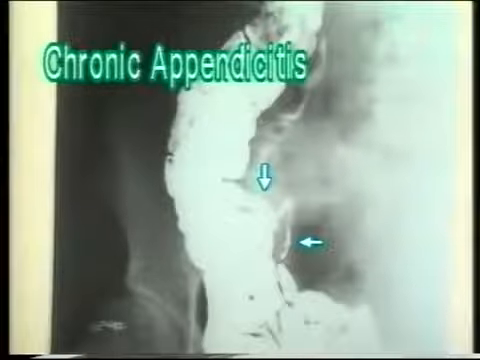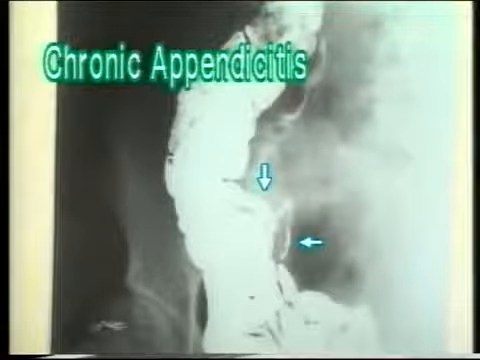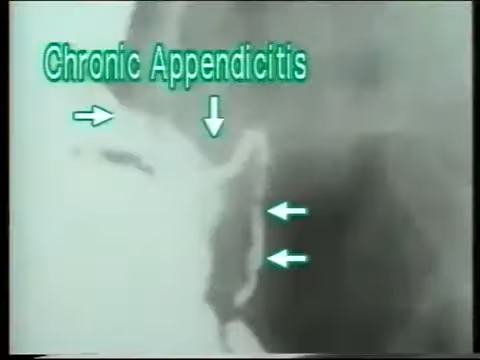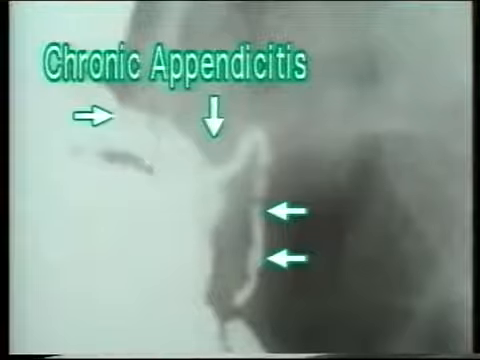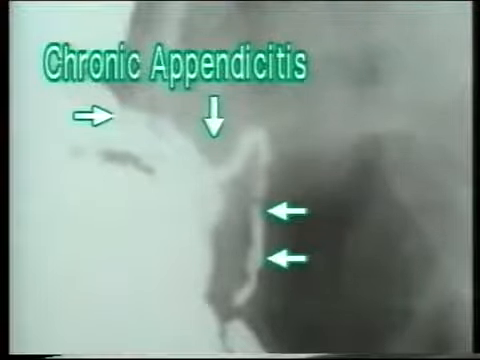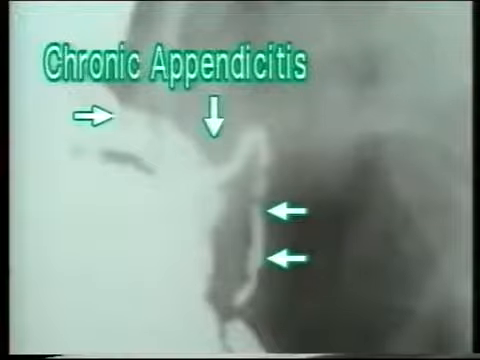This appendix is long and has a very narrow and irregular lumen. Note the length of the appendix shown by the arrows and study its lumen. Irregularity and narrowing of the lumen is also suggestive of chronic appendicitis.